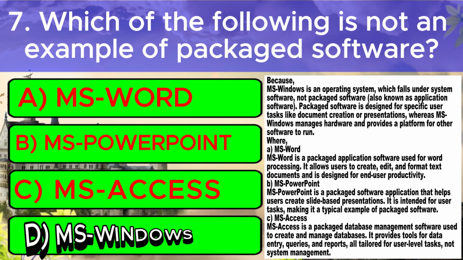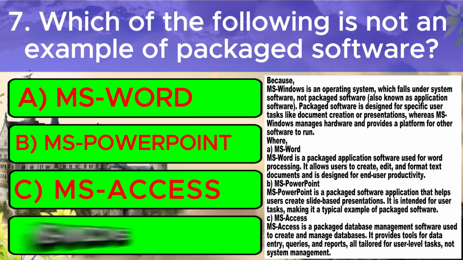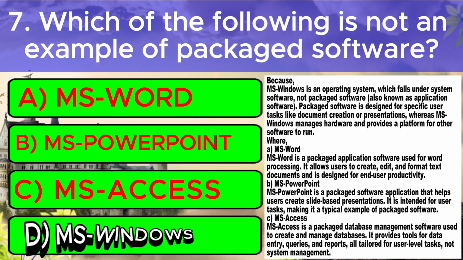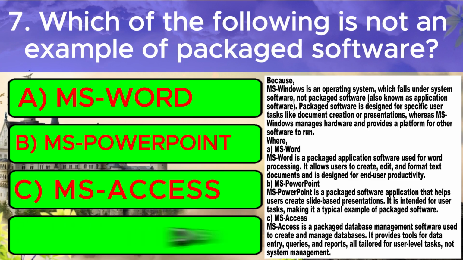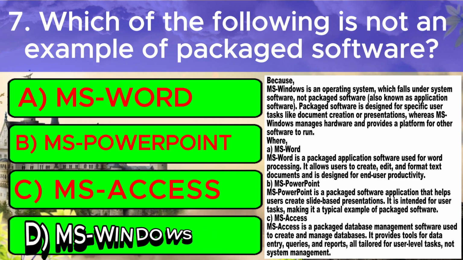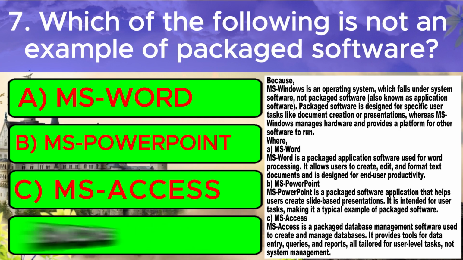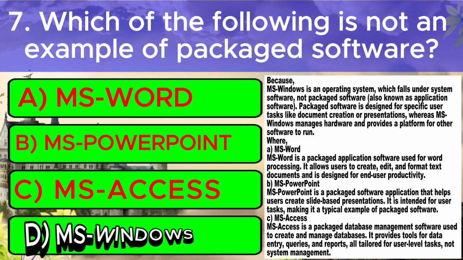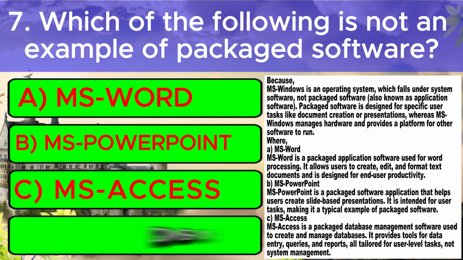Where? A. MS Word. MS Word is a packaged application software used for word processing. It allows users to create, edit, and format text documents and is designed for end-user productivity. B. MS PowerPoint. MS PowerPoint is a packaged software application that helps users create slide-based presentations. It is intended for user tasks, making it a typical example of packaged software.